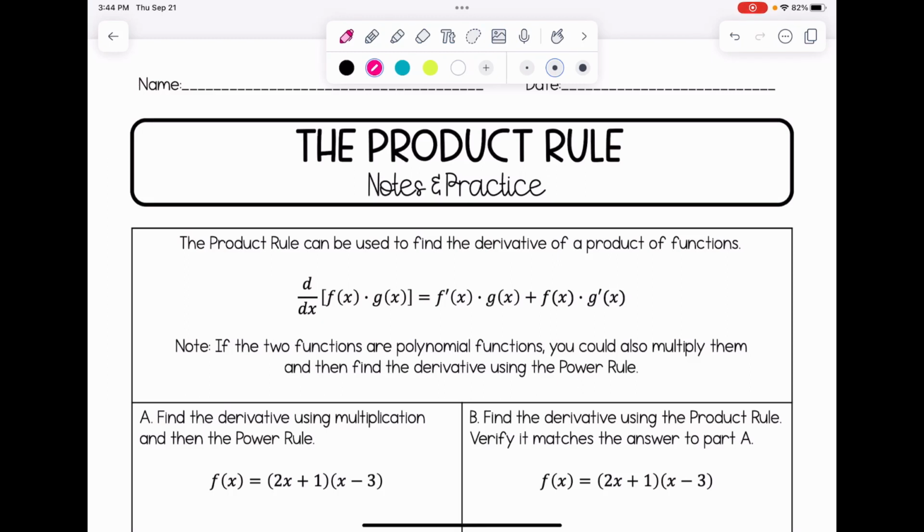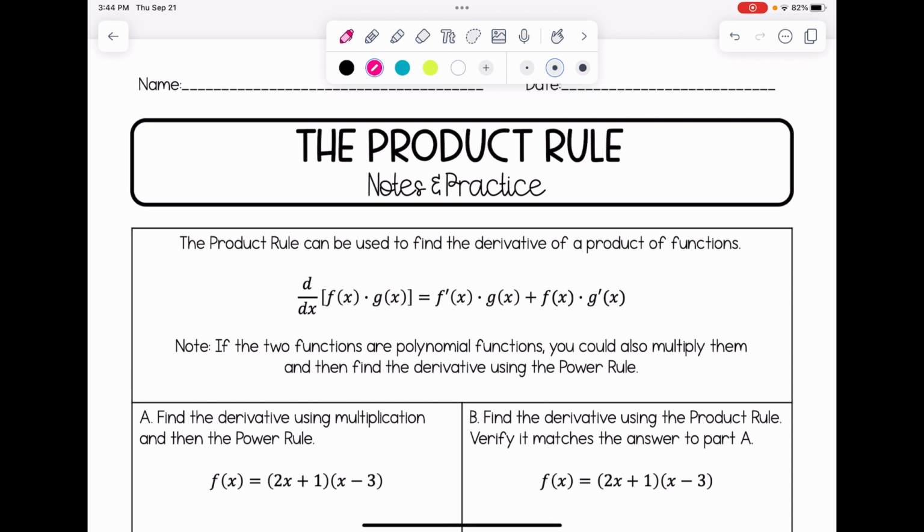In this video, we're going to learn how to find derivatives using the product rule. The product rule can be used to find the derivative of a product of functions. So the rule says that the derivative of f of x times g of x is equal to the derivative of f times g plus f times the derivative of g.